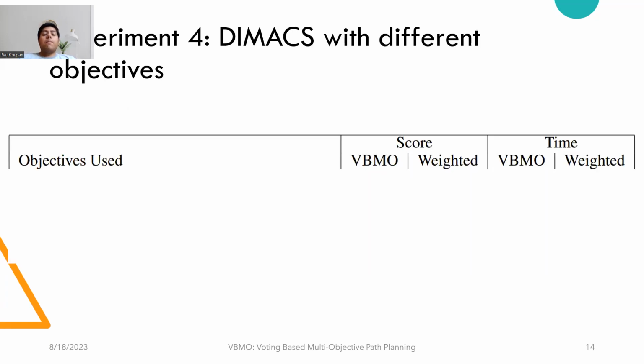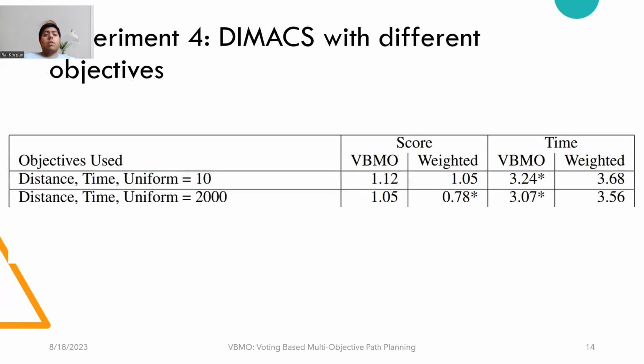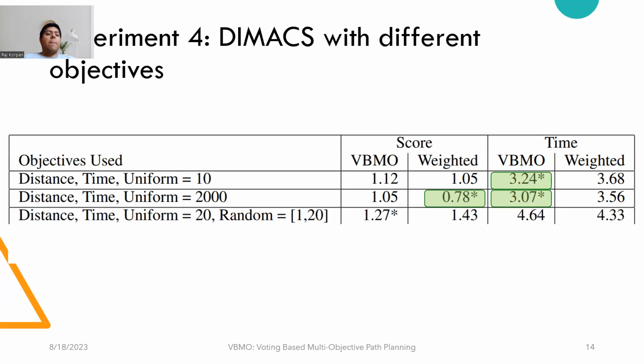The fourth experiment looked at the New York City roadmap environment, and it compared different sets of objectives. First, it looked at 3 objectives. DMAX comes with 2 objectives built in, distance and time. And here I added a third one, uniform cost across all edges. Well, with a small uniform cost of 10, there was no significant difference in terms of the score. But when you made the uniform cost 2,000, so that it was about equal magnitude of distance and time, weighted scored significantly better. In both cases, however, VBMO was significantly faster.